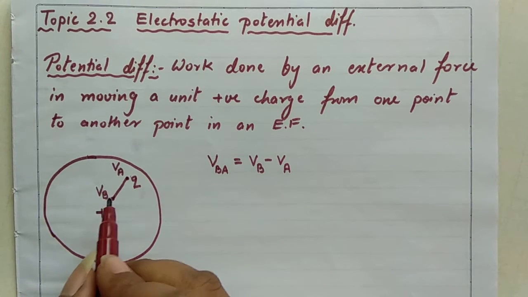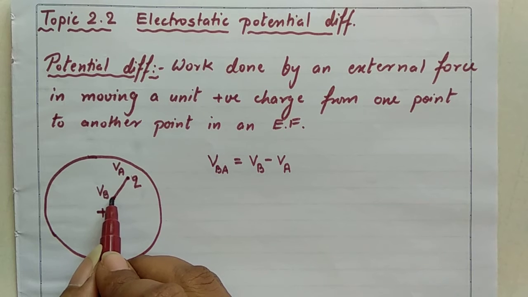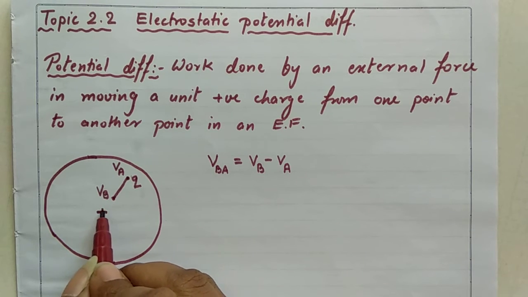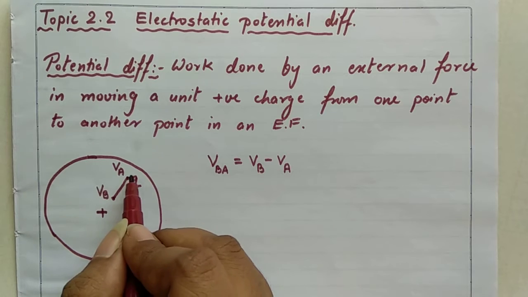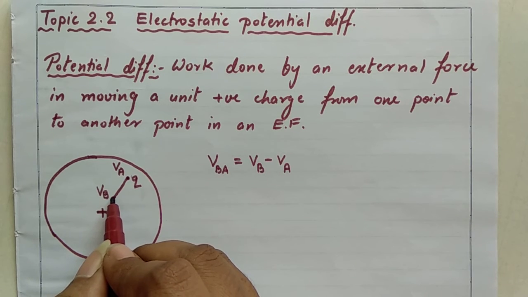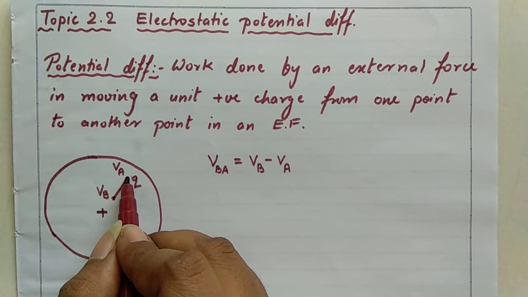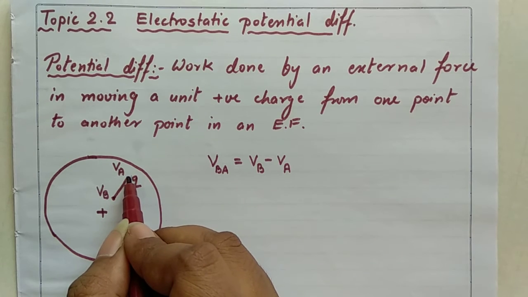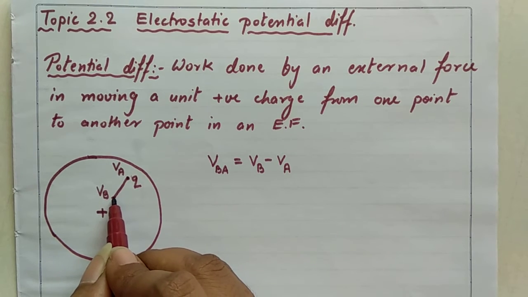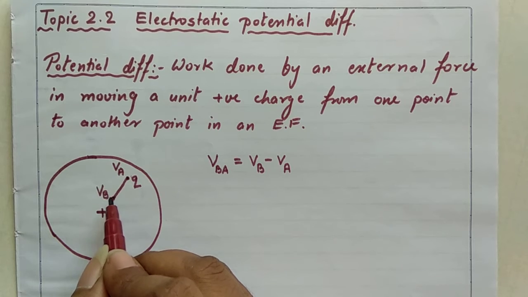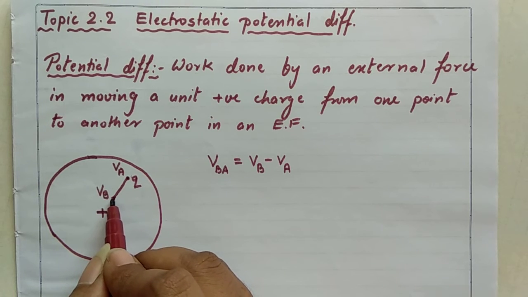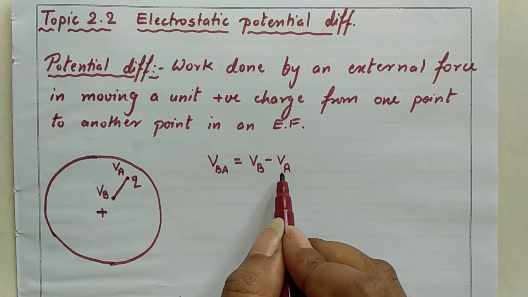Why like this? Potential at B will be higher. Just see, this point B is nearby to our source charge and this point is far away. So here the strength of the electric force will be higher. So here you have to do more work. Here the strength of electric field will be less. So in order to bring a point charge here from infinite distance, you have to do less work. And if you want to bring it here, then you have to do more work. So potential at this point will be higher. That's why I'm writing VB minus VA.